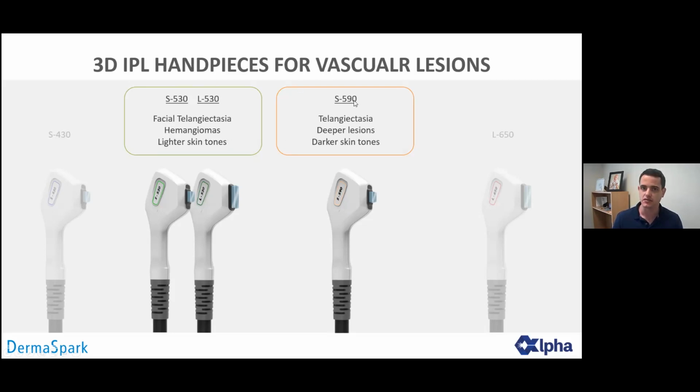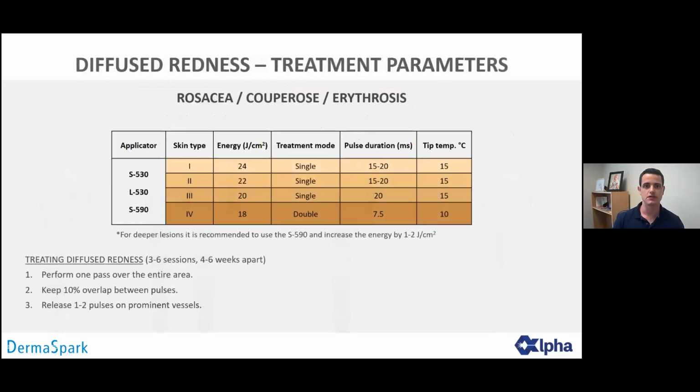The 590 can treat both superficial and deep vascular lesions. The 530 will only treat the most superficial lesions that we have, mainly on the face. Okay, wonderful. I am moving forward now.